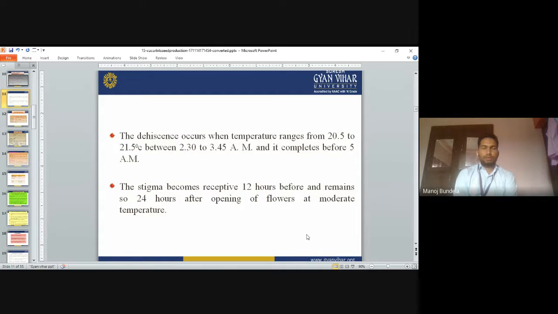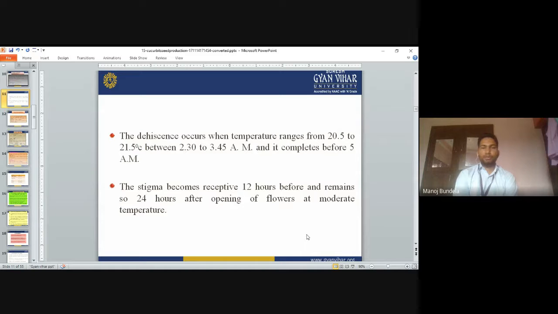Dehiscence occurs when the temperature ranges from 20.5 to 21.5 degrees, between 2:30 and 3:45 am. It completes before 5 am, so before 5 am we have to go for pollination.